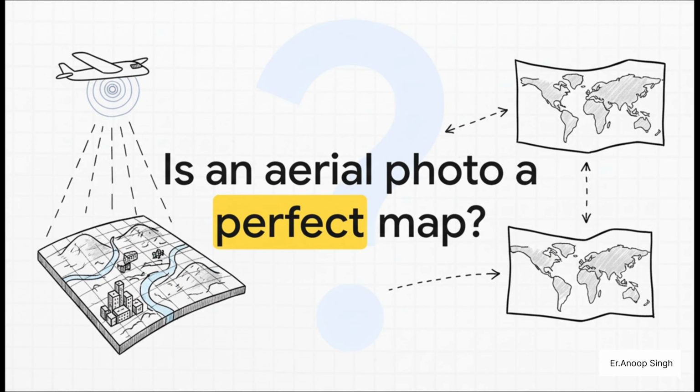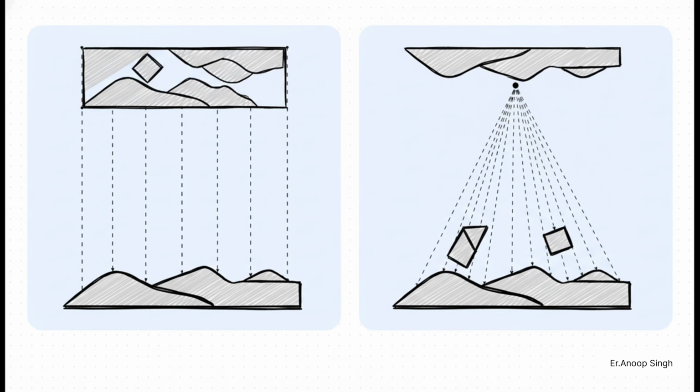All right, so let's start with a really basic question. When you look at an aerial photo, are you actually looking at a perfect map? I mean, it seems like it should be, right? A perfect bird's eye view. But the truth is, the way a camera sees things adds a really interesting twist to the story. And yeah, the answer is a definite no.